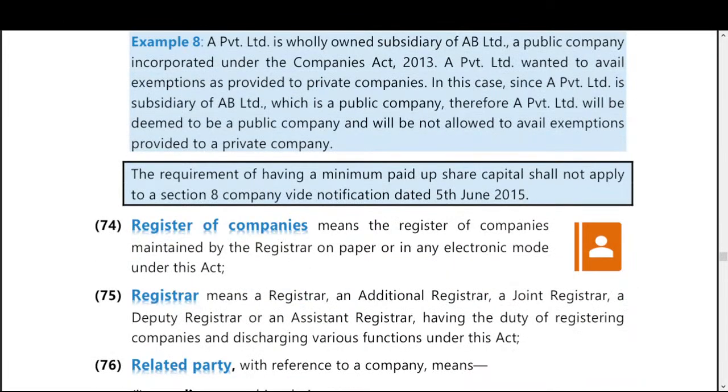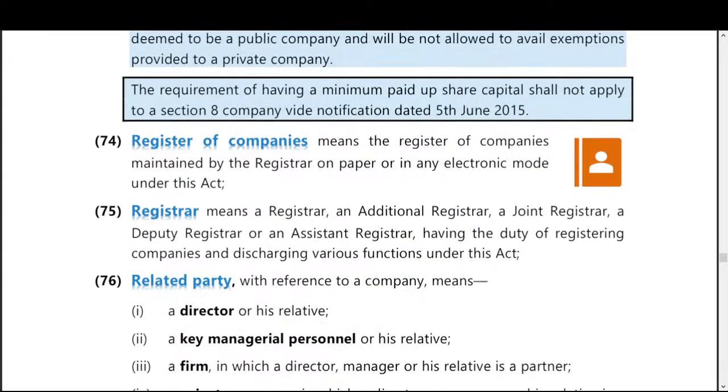Register of companies means the register of companies maintained by the Registrar on paper or in any electronic mode and made under this Act. Registrar means a Registrar, an Additional Registrar, a Joint Registrar, a Deputy Registrar, and an Assistant Registrar having the duty of registering companies and discharging various functions under this Act.